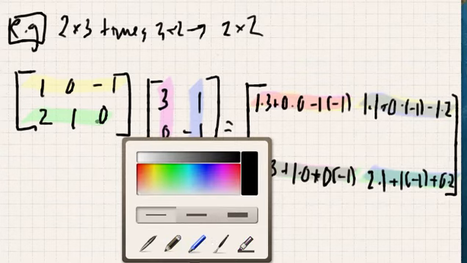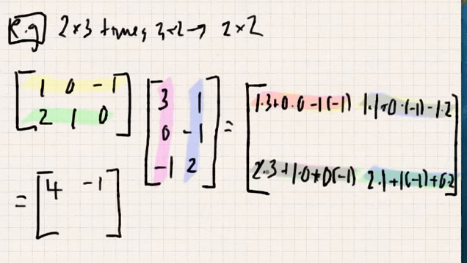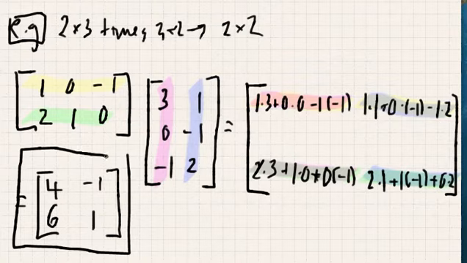So what then is the result of this? The result here is that we get, this is 3 plus 0 plus 1. So that's 4. This is 1 plus 0 minus 2. That's minus 1. This is 6 plus 0 plus 0. So that's 6. And this is 2 minus 1 plus 0. So that's 1. So this is our result. It's a 2 by 2 matrix, which is what we expected. Okay, that is the answer right here.